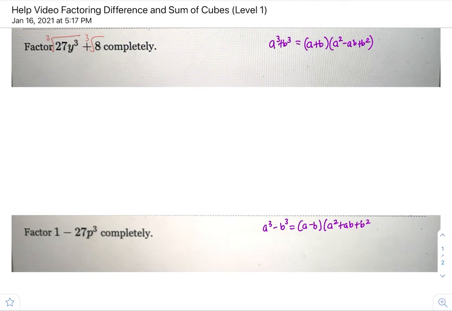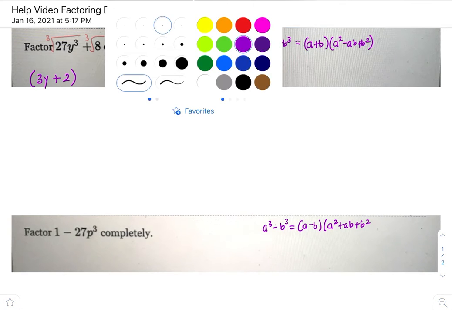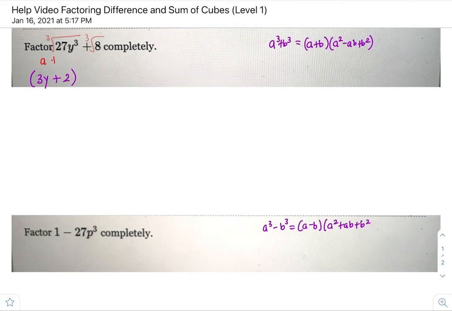So, the cube root of 27, you guys. So cube root means what times itself 3 times would give you this quote-unquote value. Well, I know the cube root of 27y to the third is 3y. 3y times 3y times 3y is 27y to the third. And the cube root of 8 is 2. So this helps you guys to identify that this is your a and b value.